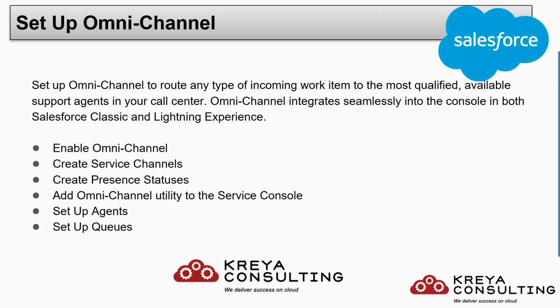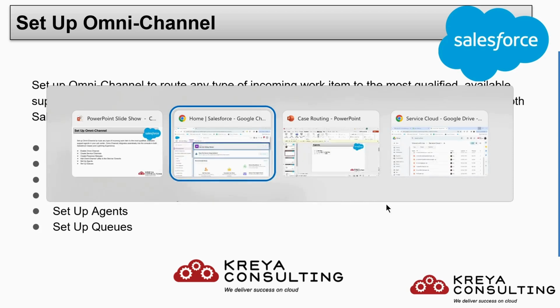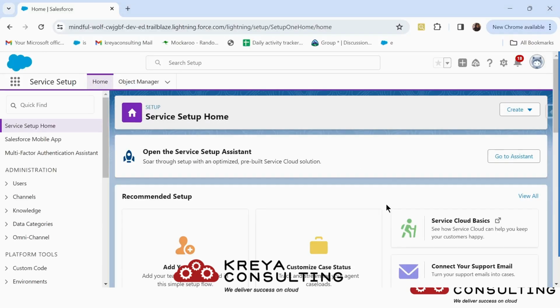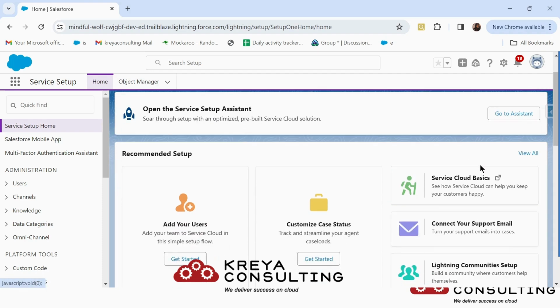Now setting up omni-channel requires enabling it, creating service channels, creating its presence statuses, then adding omni-channel to the utility, setting up agents that are going to use that utility, and then last is to set up queues. Now you can either follow those steps or you can always use the guided setup. Using guided setup will help you in such a way that you don't need to do all the work one by one. All these works can be done at one time.